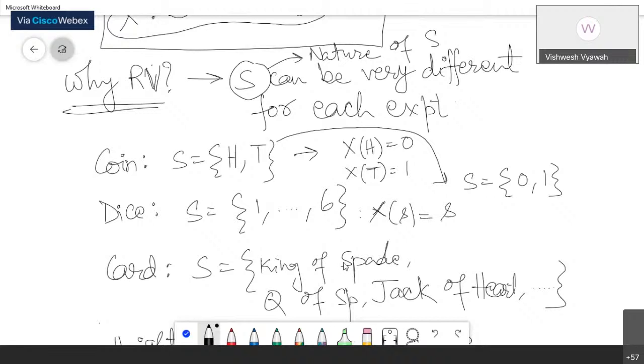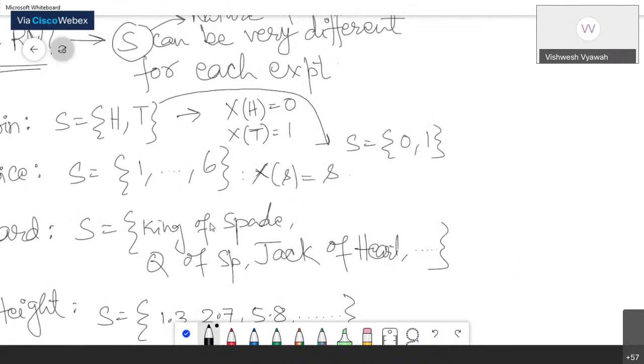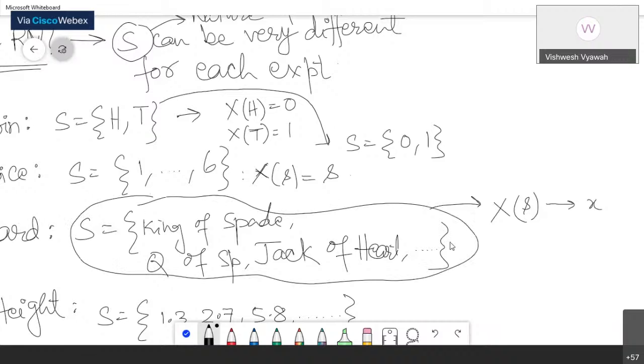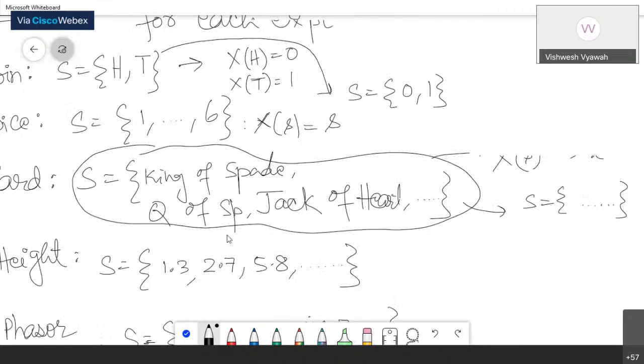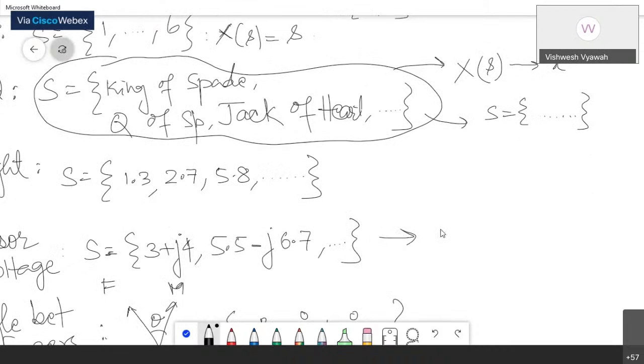Now look at the third case. In this case, I have physical objects as my sample space: king of spade, jack of spade, jack of heart, a card, the physical object. Here I can define a random variable X acting on small s. What is this small s? This small s is an element of this sample space, that means it is an outcome, and I can assign some number to it, small x. Then this complete sample space can be nicely represented in terms of real numbers. Are you getting me? Again, there is no problem. My sample space can be represented by some real numbers.